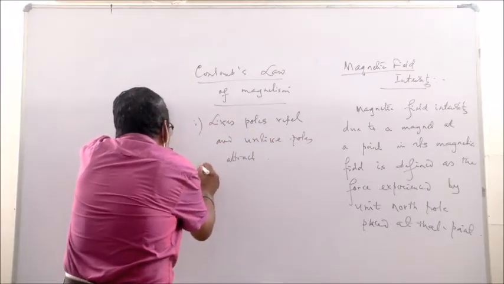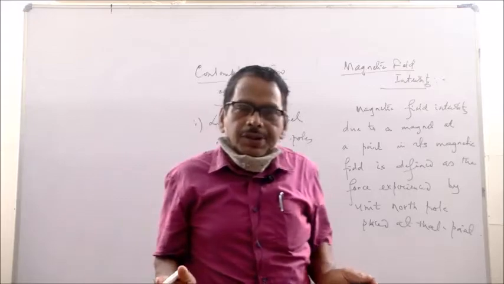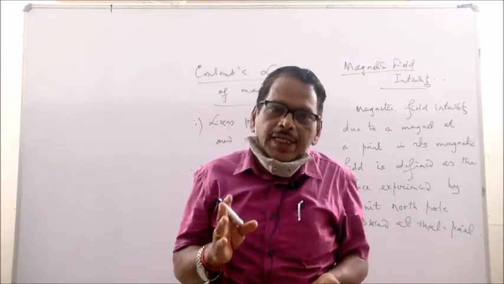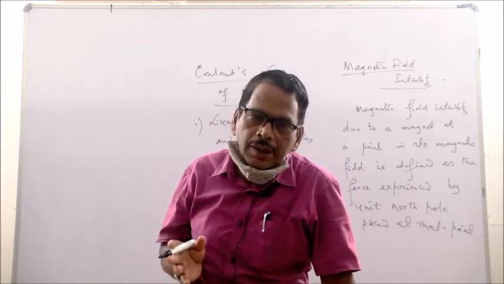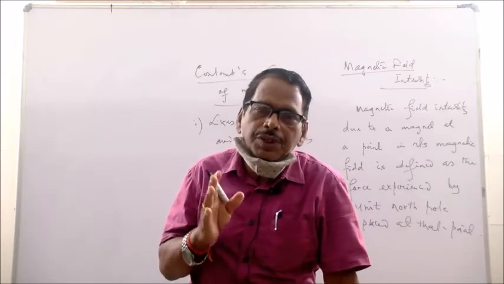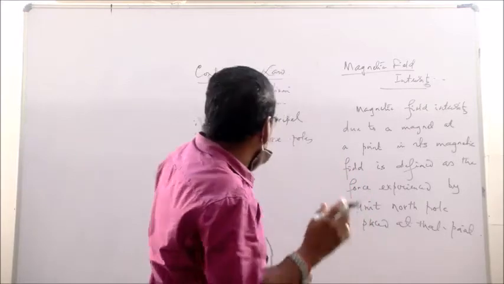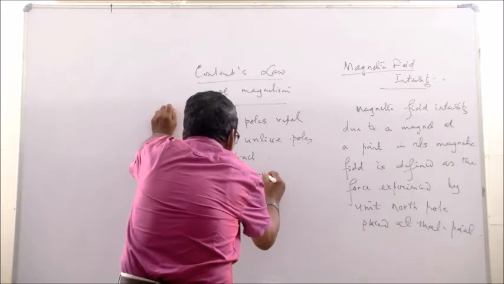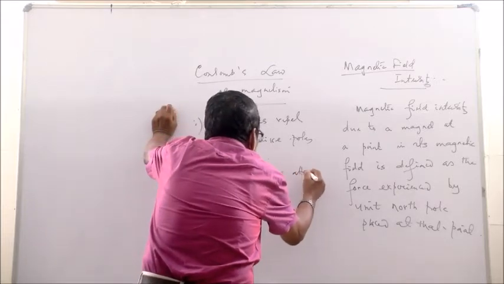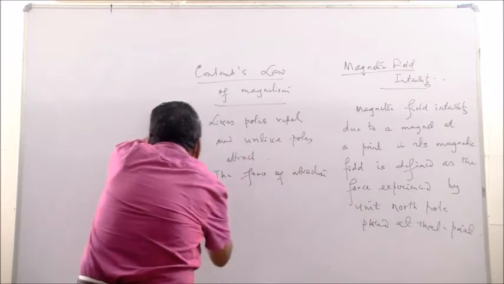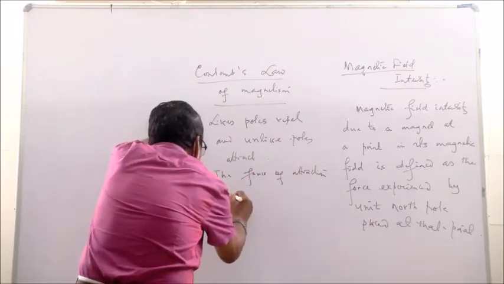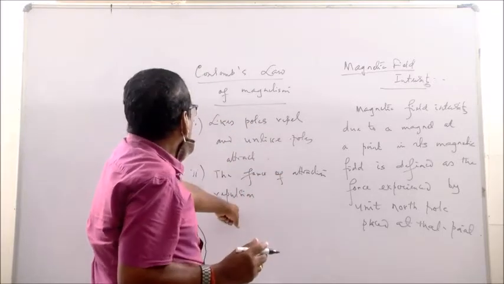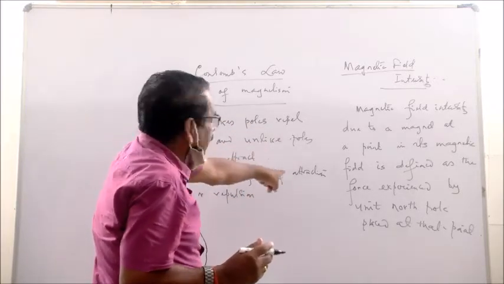The second part is the mathematical part of it. The force of attraction or repulsion between two poles is directly proportional to the product of pole strength and inversely proportional to the square of the distance between them. Remember this statement: the force of attraction or repulsion, both can be there, because if the poles are alike, there will be repulsion, and if the poles are unlike, there will be attraction.